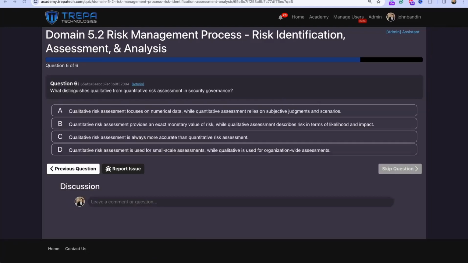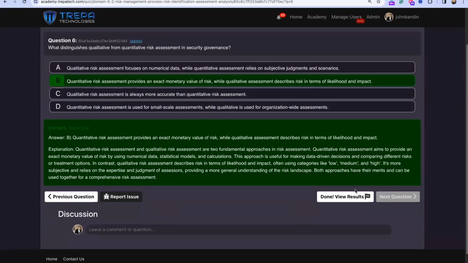Then question 6. What distinguishes qualitative from quantitative risk assessment in security governance? So let's look here. So B. Quantitative risk assessment provides an exact monetary value of risk, while qualitative risk assessment describes risk in terms of likelihood and impact that we kind of subjectively put out there.